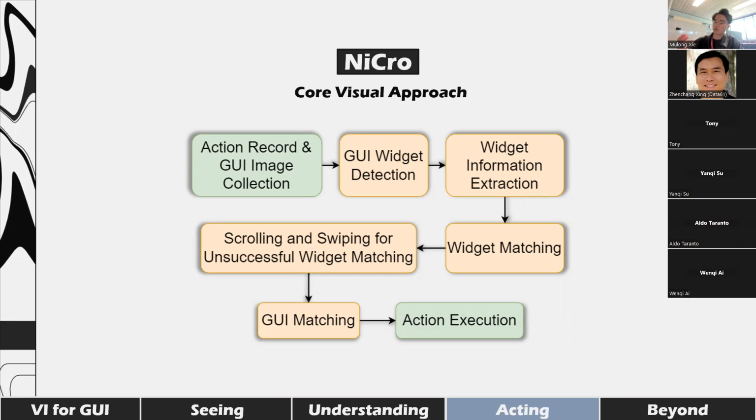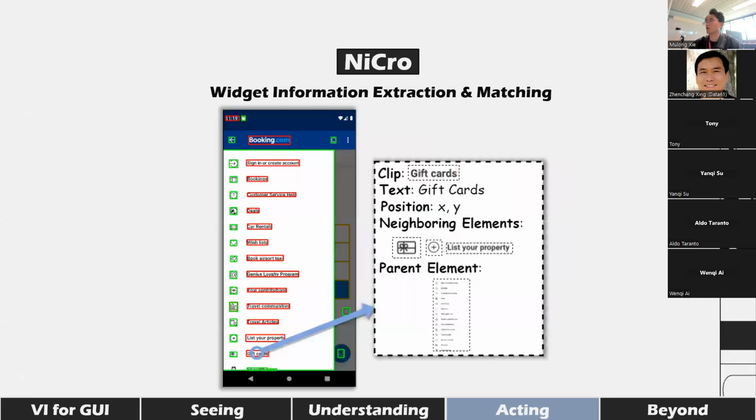And then we would try to do some high-level understanding of it, for example, like the perceptual grouping. And then we try to match the widget on different GUIs from different devices. And we also do the GUI matching. And finally, after we found the corresponding elements, we just send the action to the virtual farm or the robot system to execute the operations.